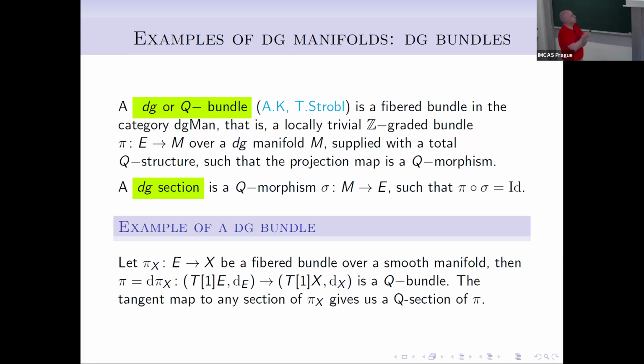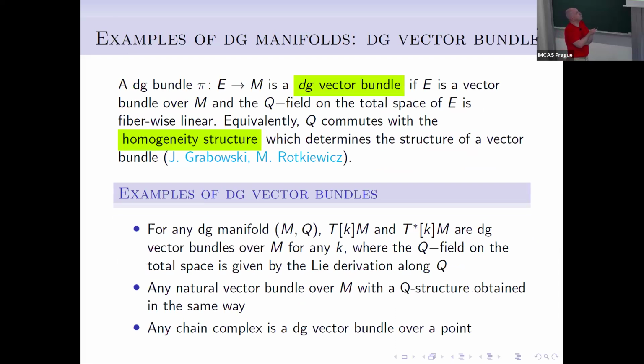If you have a usual fiber bundle, we can take T shifted by one of it with the corresponding Q structures, and then the differential of the map is a Q morphism, and we have a Q bundle. And in particular, if it's compatible with a vector bundle structure, then we call it a DG vector bundle.